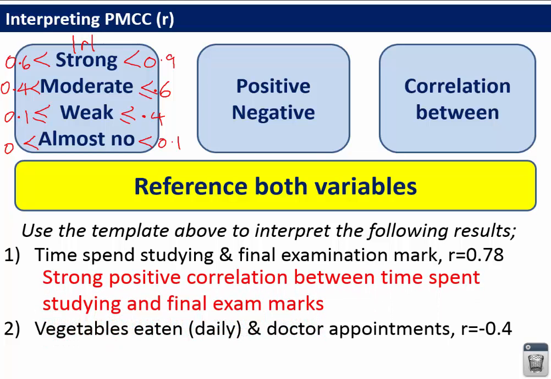On part 2, vegetables eaten daily and doctor appointments have a correlation of minus 0.4. So looking at our template, minus 0.4, you can either say it's moderate or weak. Either is fine. I'm going to say moderate. So I'll say there is a moderate correlation, but it's minus, so it'll be negative. So there's a negative moderate correlation between vegetables eaten and doctor appointments.